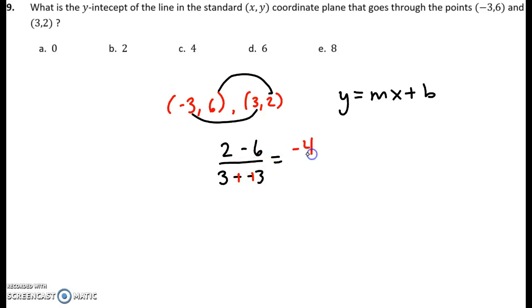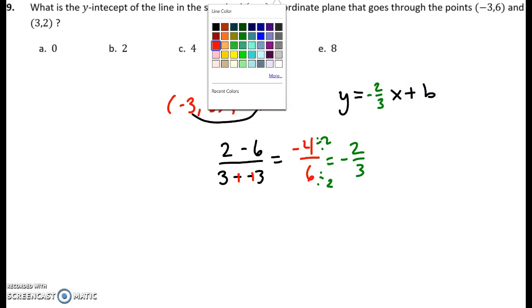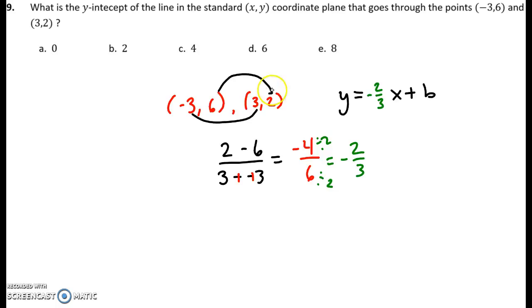So I'm left with -4 all over 3 plus 3, which is 6. This fraction reduces to -2/3. Divide by 2, divide by 2. Now if I substitute that in, I get y equals -2/3 x. But what I'm really concerned with is the value of b. So now I'm going to select one of these 2 points. It doesn't matter which one you select. Again, I like to work with smaller numbers, so 3 and 2.